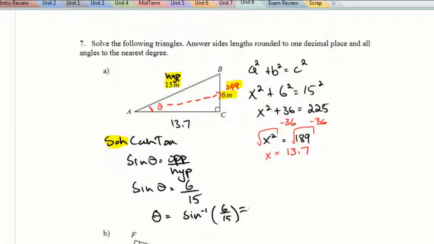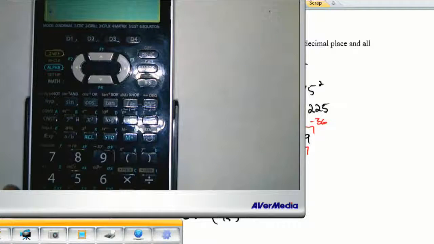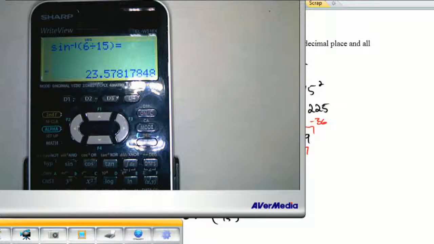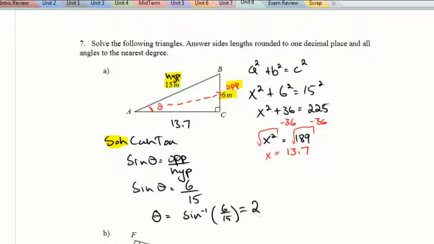6 divided by 15. I think I got my camera working here today. There we go. So that's what it looks like in my calculator. Inverse sine of 6 divided by 15. And then when I hit equals, I get an angle of 23.57. We'll call it 23.6 degrees.